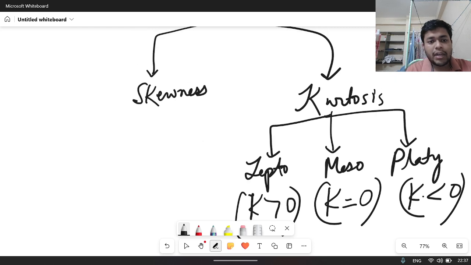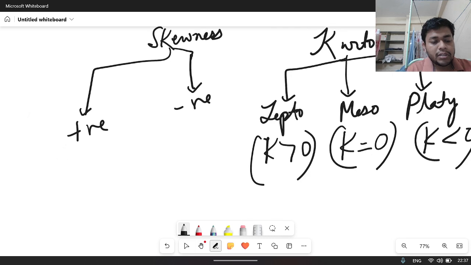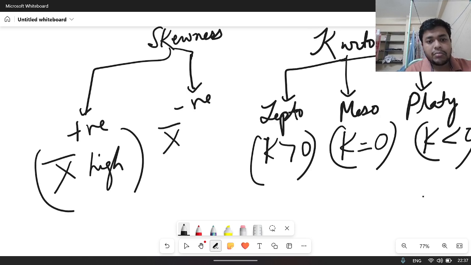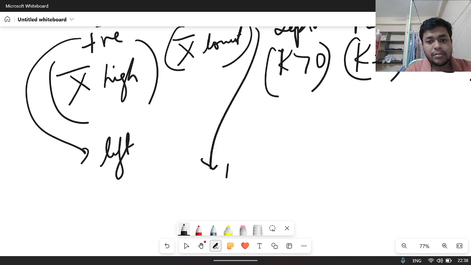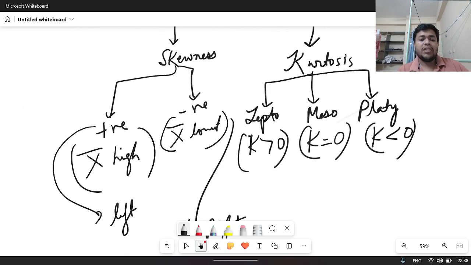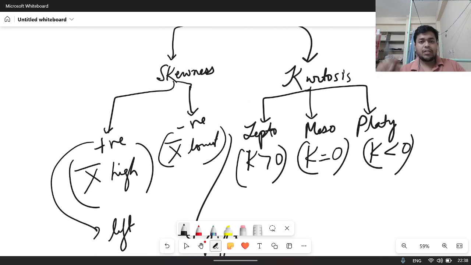And what did we have in skewness? One can be positive, one can be negative. In positive, which one was highest? Mean was highest. In negative, what was lowest? Mean was lowest. And positive was skewness to the left side, and this was skewness to the right side. So just remember these concepts, skewness and kurtosis.